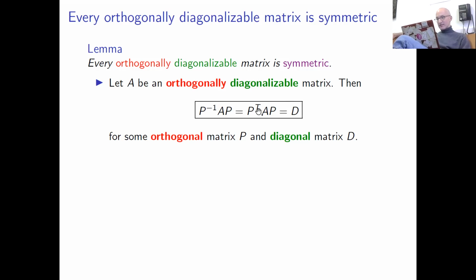But let's rewrite this. We can rewrite this equality in this way. We just multiply by P on the left and by P inverse on the right.